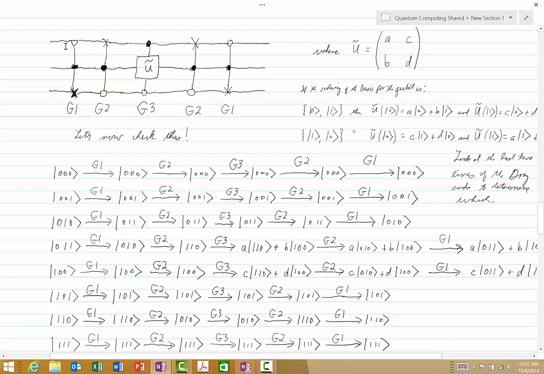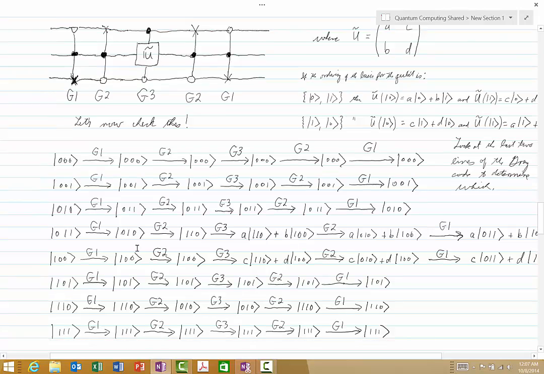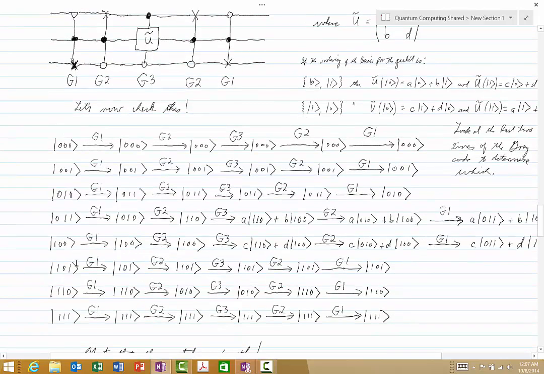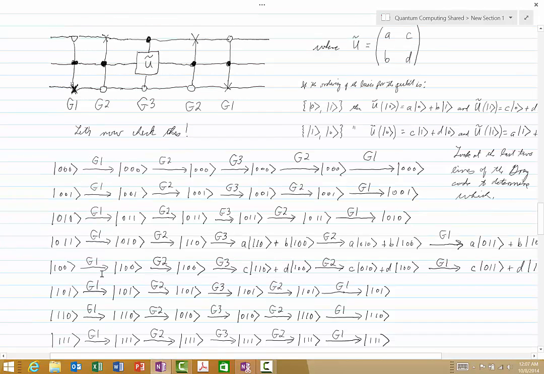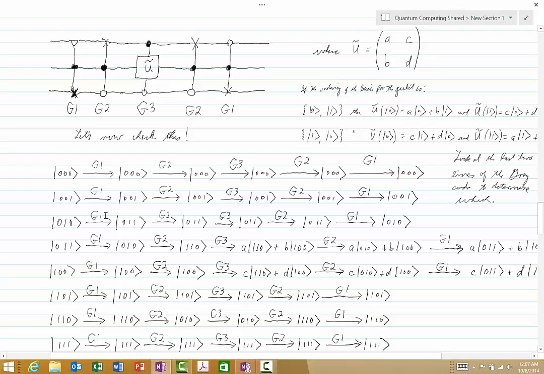What about 0, 1, 1? Well, the 0 and 1 match, so 0, 1, 1 goes to 0, 1, 0. The last bit will get toggled here from 1 to 0. And then for all the rest of them, there will be no matching. So what we conclude is that G1 acts non-trivially only on 0, 1, 0 and 0, 1, 1. It will map 0, 1, 0 to 0, 1, 1 and 0, 1, 1 to 0, 1, 0. But all other states will be mapped to themselves by G1.